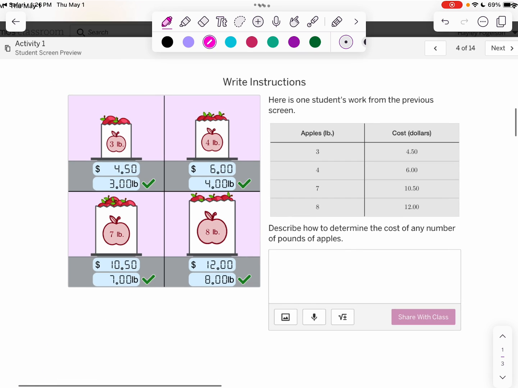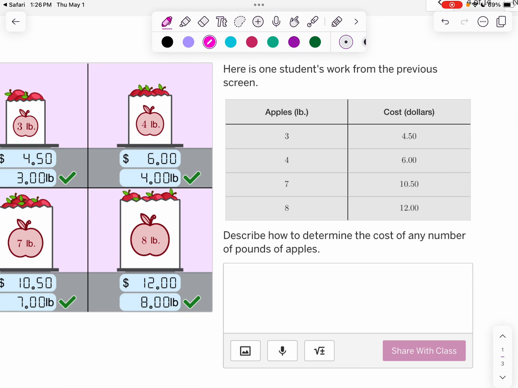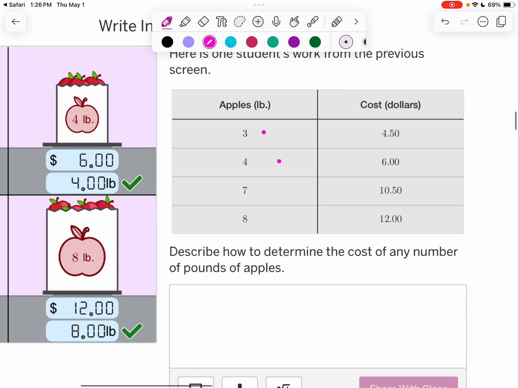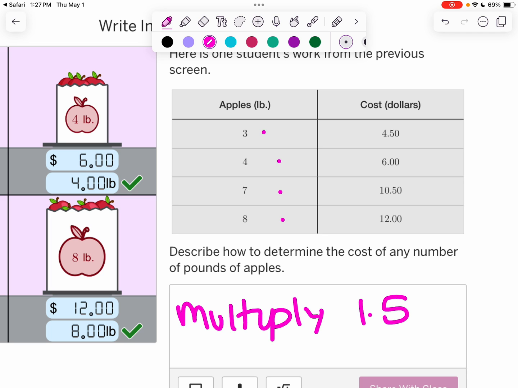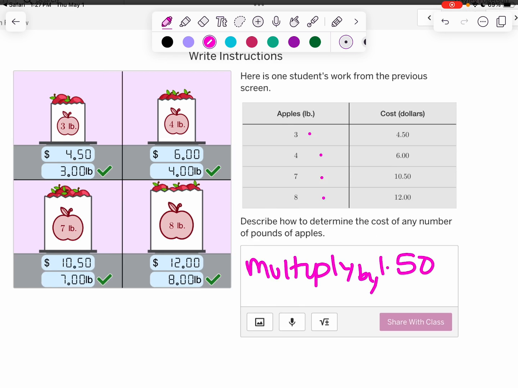Moving on to slide 4. Here's one student's work from the previous screen. They got the same answers that I did. Describe how to determine the cost of any number of pounds of apples. Well, what did I do for each of these rows? I multiplied by $1.50. And that would be your answer.